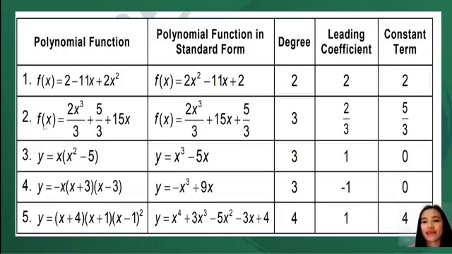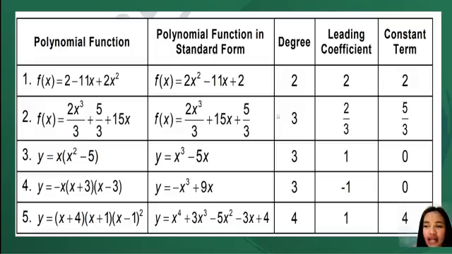Okay, so let's have number 2. f of x equals 2x cubed over 3 plus 5 over 3 plus 15x. In standard form, you must have 2x cubed over 3 plus 15x plus 5 over 3. So we have in here the variable x cubed, so we have the highest exponent, 3. Now, since the highest exponent is 3, the degree of this polynomial function is 3.